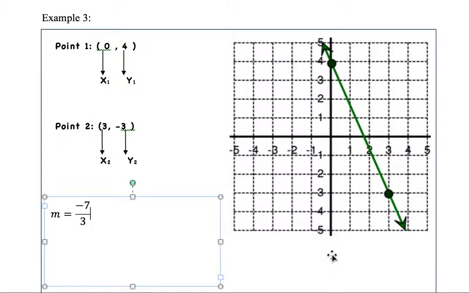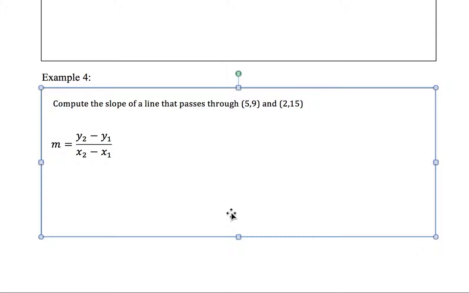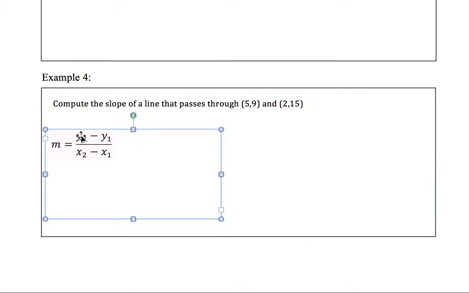So you might be wondering, why bother doing all this formula work if I can just count boxes on the graph? And the answer is that sometimes you won't have a graph. So if you look at this last example, example 4, you're asked to compute the slope of a line that passes through (5, 9) and (2, 15). I can't count boxes because I don't have a picture of that graph. But if I have two sets of coordinates, I can get the slope of what that line would be.